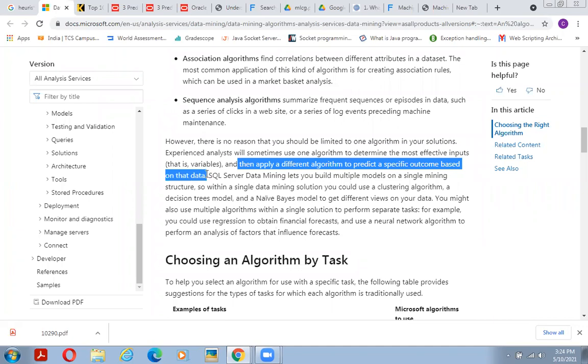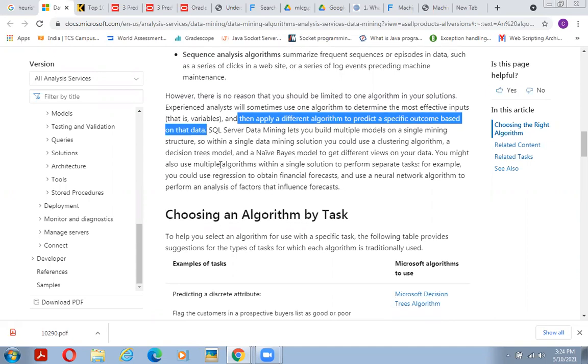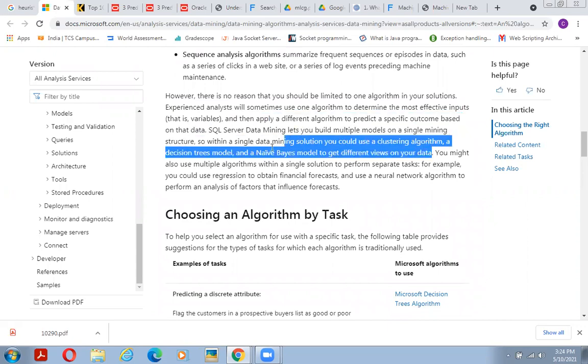So again, we are now talking about the product. SQL Server data mining lets us build multiple models on a single mining structure. So within a single data mining solution, you can use a clustering algorithm, decision model, naive Bayes to get different views of the data.